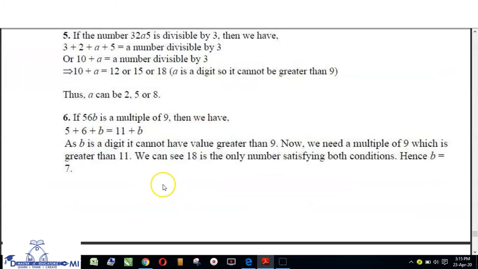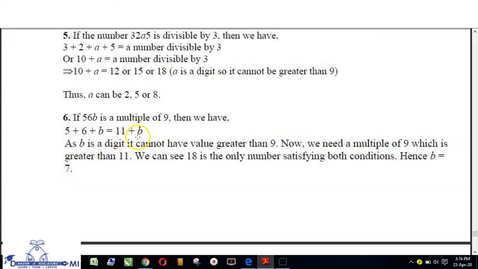So let us move to the solution. If 56b is a multiple of 9, then we have 5 plus 6 plus b, that's 11 plus b. Simple. As b is a digit, it cannot have a value greater than 9. Now we need a multiple of 9 which is greater than 11. We can see 18 is the only number satisfying both conditions. Hence, b is equal to 7.